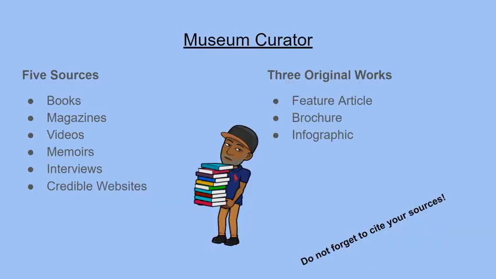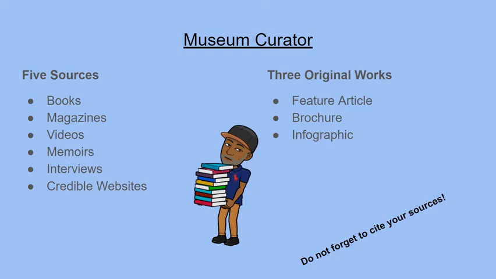As the museum curator, these are some things that you're going to have to look for. Number 1, you'll need 5 sources: books, magazines, videos, memoirs, interviews, credible websites. In the instructions that are coming up, I've asked you to try not to use more than just 2 or 3 websites. I really want you to dig for some books, magazines, videos, anything else that is different than a website. I love websites. They're easy to find, but I also want you to dig to look for information about your person or movement or organization.